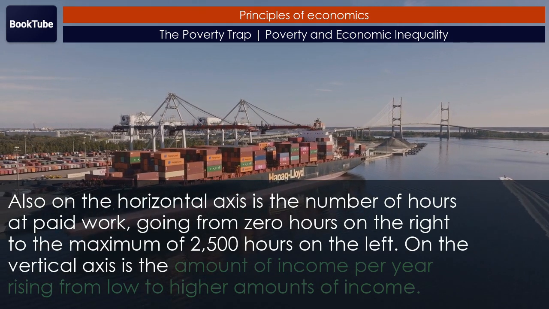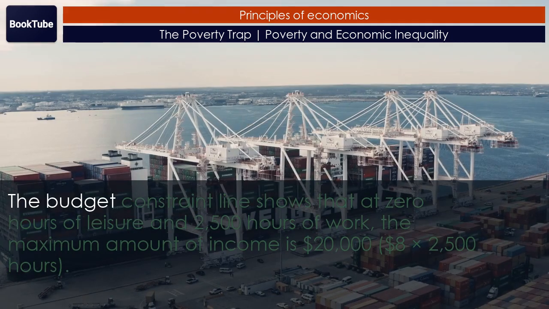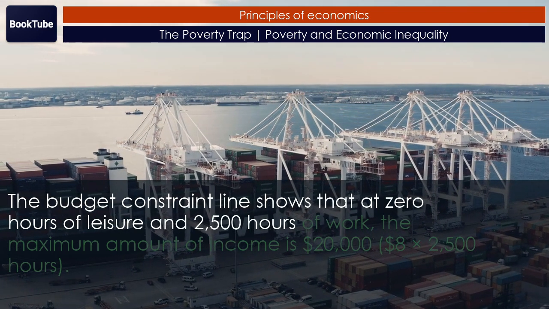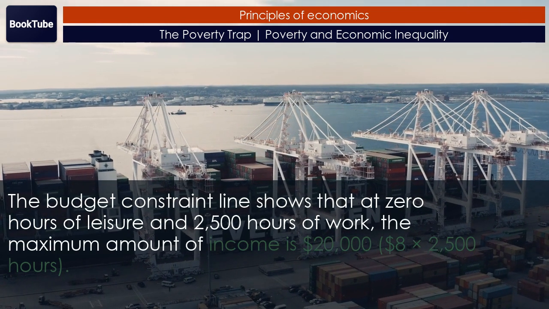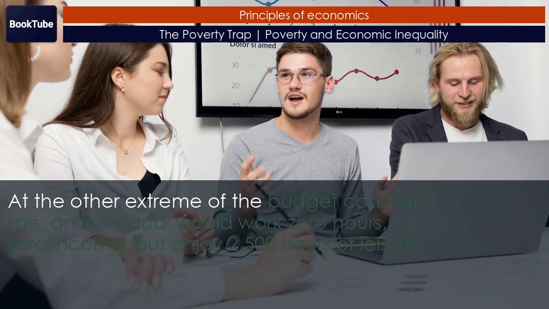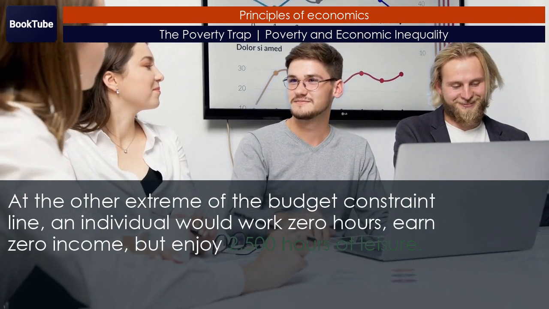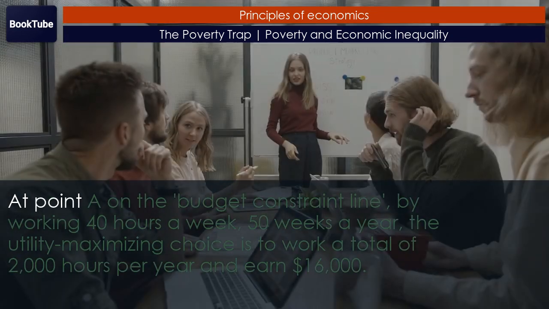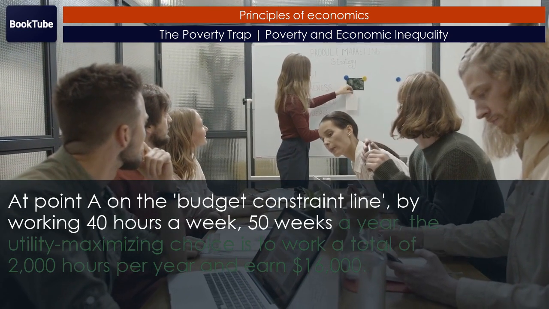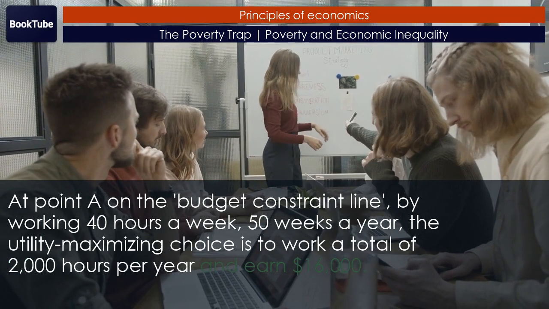On the vertical axis is the amount of income per year rising from low to higher amounts of income. The budget constraint line shows that at 0 hours of leisure and 2,500 hours of work, the maximum amount of income is $20,000. $8 times 2,500 hours. At the other extreme of the budget constraint line, an individual would work 0 hours, earn 0 income, but enjoy 2,500 hours of leisure. At point A on the budget constraint line, by working 40 hours a week, 50 weeks a year, the utility maximizing choice is to work a total of 2,000 hours per year and earn $16,000.